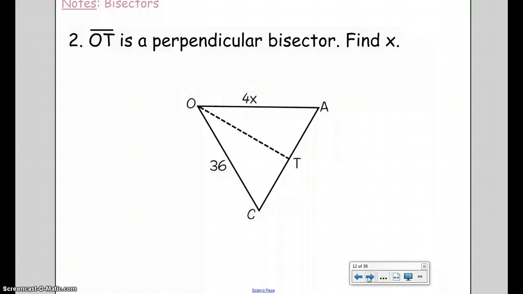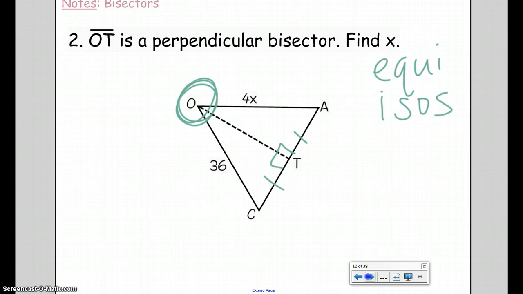Wait a minute. A perpendicular bisector is going through a vertex. What does that mean? There's only 2 times it does that. It's either equilateral or isosceles. We don't know which one it is. But either way, whether it has 2 sides congruent or 3 sides congruent, don't you agree that this side is going to be the same as this side? So what do we do with the 4x and with the 36? Not add. Set them equal. They're equal. It's isosceles.